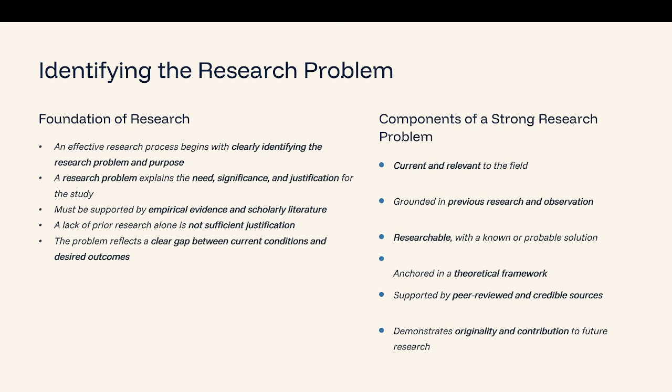Let's talk about the components of a strong research problem. Number one is current and relevant to the field, which is to be up to date, grounded in previous research and observation. So evidence of past research is very important, which leads us to researchable, with a known or probable solution, which is supported by peer-reviewed and credible sources, demonstrating originality and contribution for future research. So scholarly, peer-reviewed, and other sources document the existence of a problem worthy to be researched.